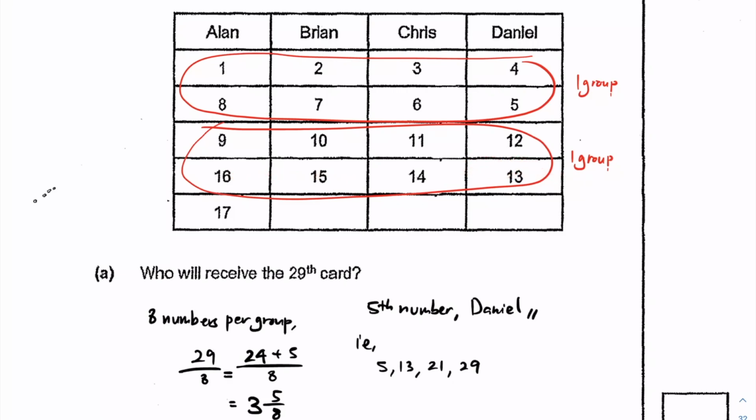So each group contains 8 numbers. So how many groups of 8 are there in 29? The answer is 3 complete groups and a remainder of 5. In other words, in the 4th group, it will be 1, 2, 3, 4, 5 in this column here. So that means that will be for Daniel.